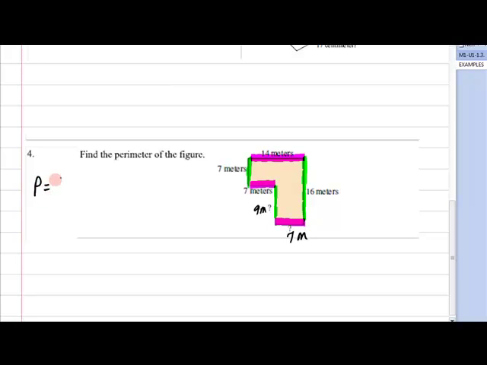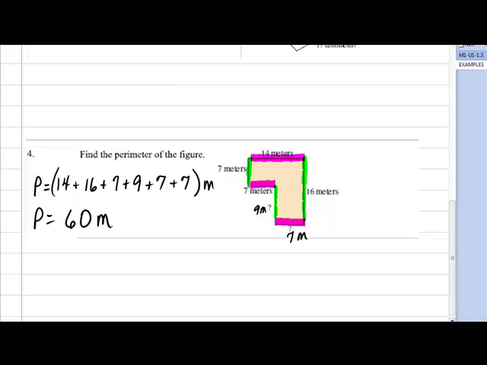The perimeter is, starting at the top, I have 14 plus 16 plus 7 plus 9 plus 7 plus 7, and those are all meters. Let me check I got them all. 1, 2, 3, 4, 5, 6. Yes, I have them all. On my calculator, off to the side, I'm adding 14, 16, 7, 9, 7, and a final 7 for a perimeter of 60 meters.